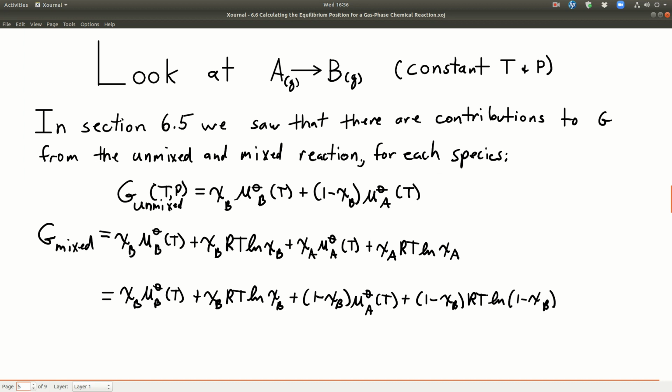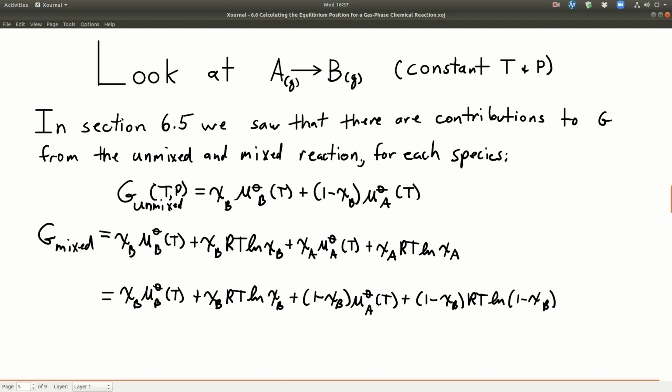So now let's look at this real simple reaction. A going to B, both gases, constant temperature and pressure, coefficients are both 1. We saw in section 6.5 that there are going to be contributions to the Gibbs energy, both from the mixed and the unmixed species in the reaction. And we showed that we could write the Gibbs energy, unmixed, as this. These are mole fractions now. And here, the mole fraction of A, because there are only 2 species, we wrote as 1 minus the mole fraction of B, because the mole fractions have to add up to 1. And mixed, we had this.